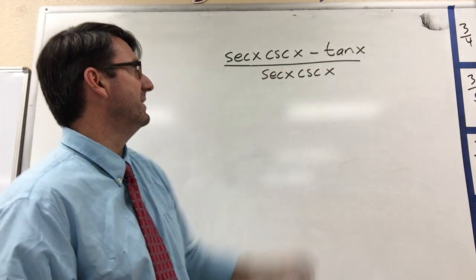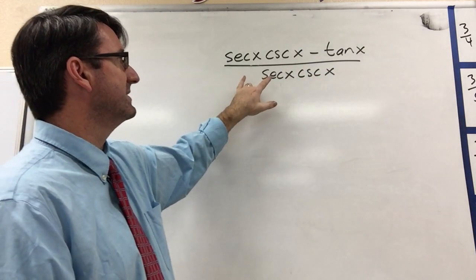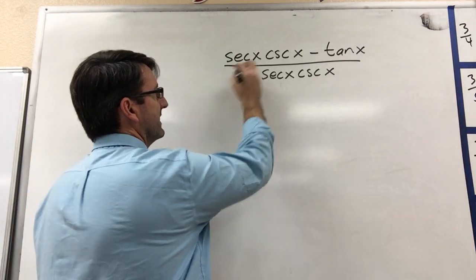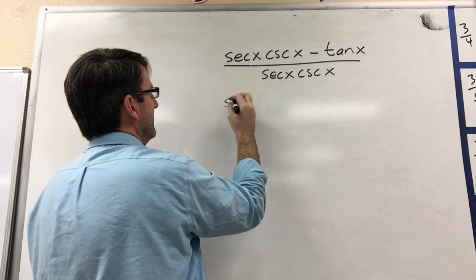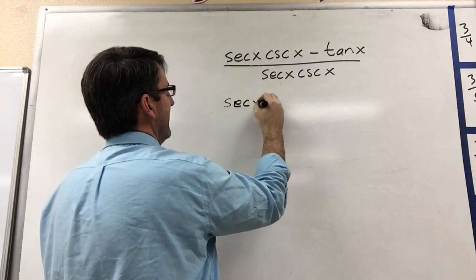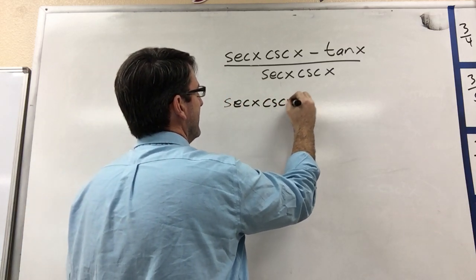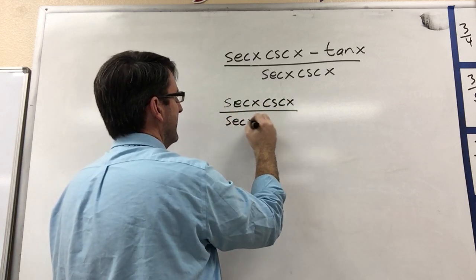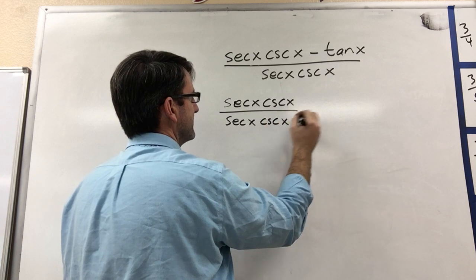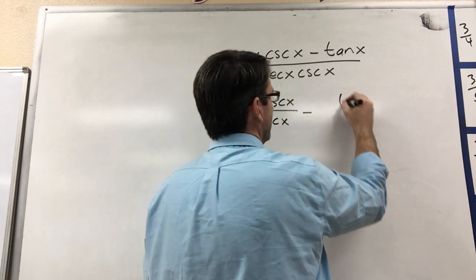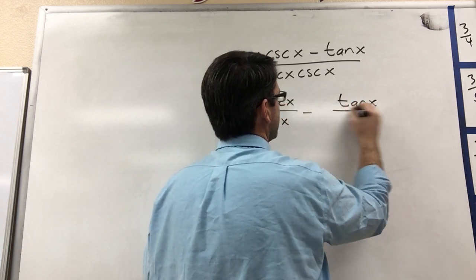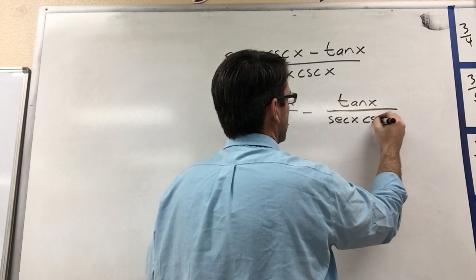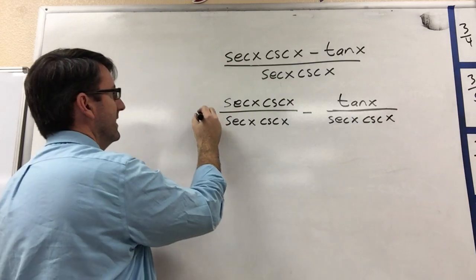But what we can do here is we can separate this fraction out. And let me show you what we do there. We're going to separate the numerator. So we get secant x cosecant x over our denominator, secant x cosecant x, minus tangent x over secant x cosecant x.